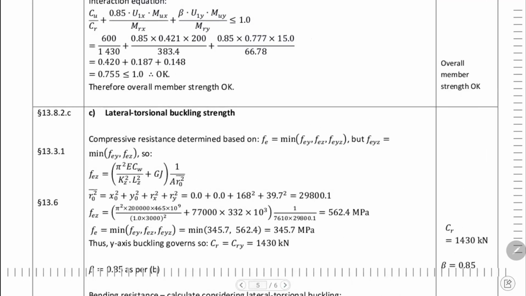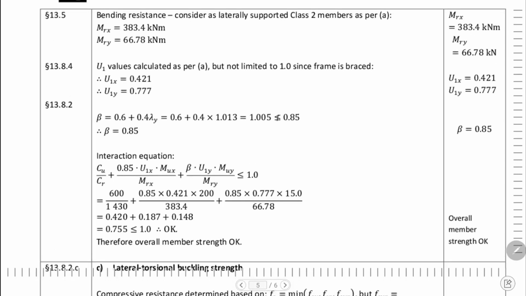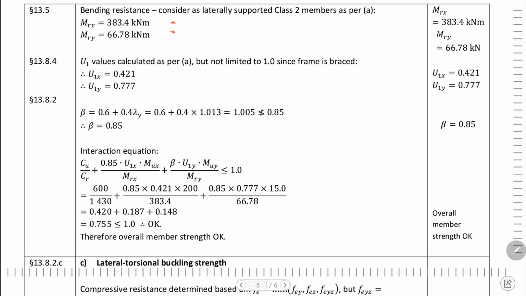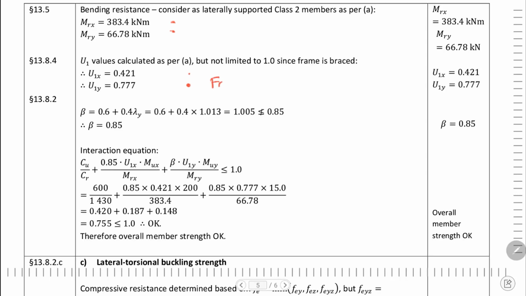Continuing on. So once we have our longer column, remember check A was short beam, short column, check 2 long column, short beam, so it's still a laterally restrained member. We still have the same resistances as previously calculated. Our U1 values are as per A, but not limited to 1 since frame is braced. Braced frame, you don't have to limit it to 1, so we now use the values as calculated. So those are from above. We don't have to recalculate them again. We just don't have to limit them to 1 this time.